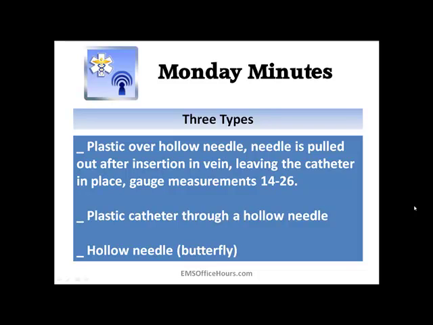But normally that hollow needle butterfly is what you'll see for phlebotomists and stuff like that when they start IVs. Okay, so these are the usual common three types. For us, the first one is the one that we use mainly out in the field. All right, is that plastic cannula, that plastic catheter over the hollow needle, and then where the needle is pulled out. But again, we're not really pulling that needle out anymore.